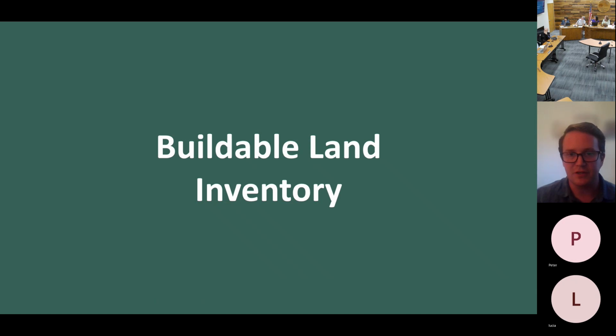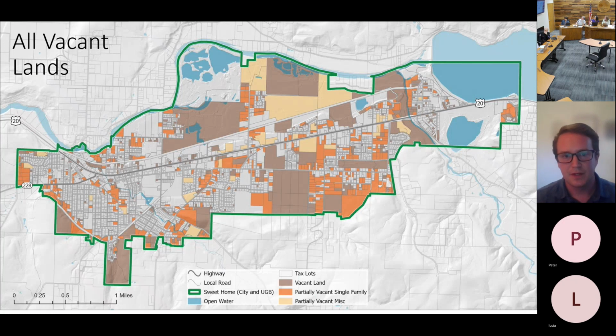So really quickly, going to dive into the buildable land inventory. I'll try to keep this pretty high level just because there are many layers that were used to determine this, and there's a lot of detail inside of the housing needs analysis, and I can field questions towards the end here if there are any. But what we're looking at here is our analysis indicating where vacant land is, and so we're seeing a fair amount throughout the city.